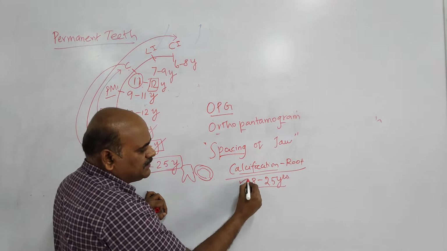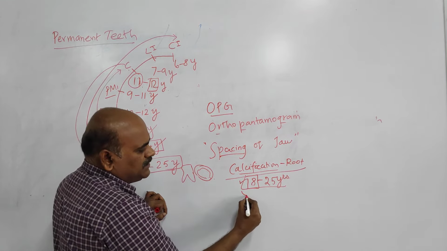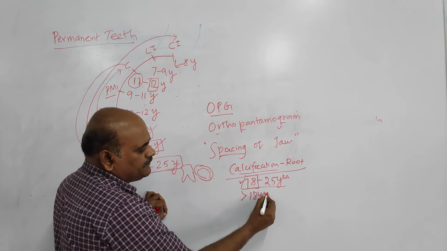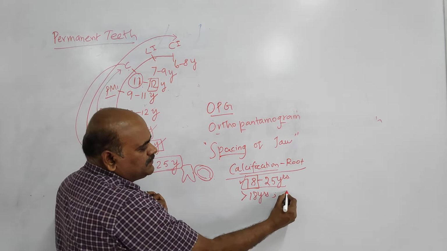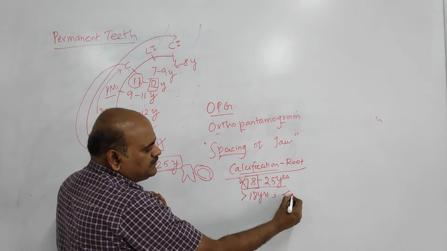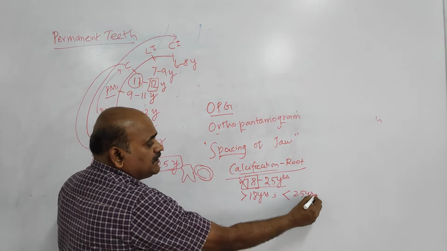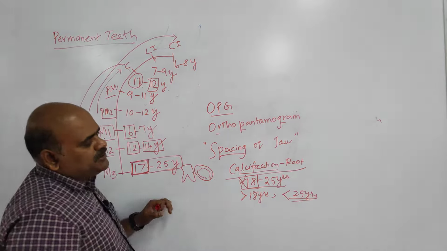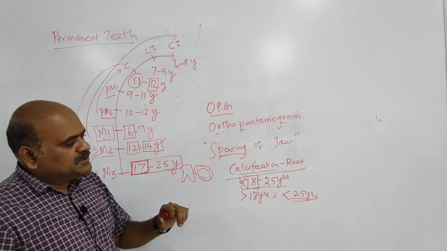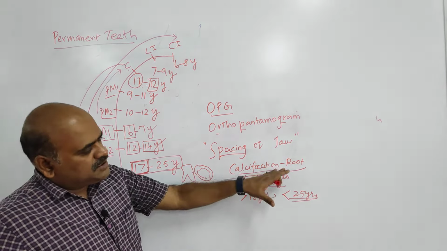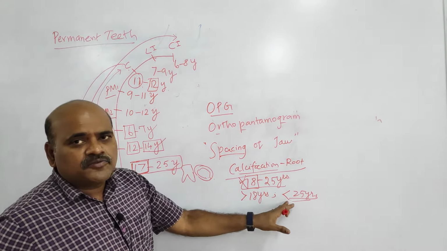If it is completed, age can be kept as more than 18 years. If it is not completed, then less than 25 years. Here we can fix the upper limit: more than 18 years, less than 25 years. So if the calcification of the root is not completed, the age is between 18 and 25 years.